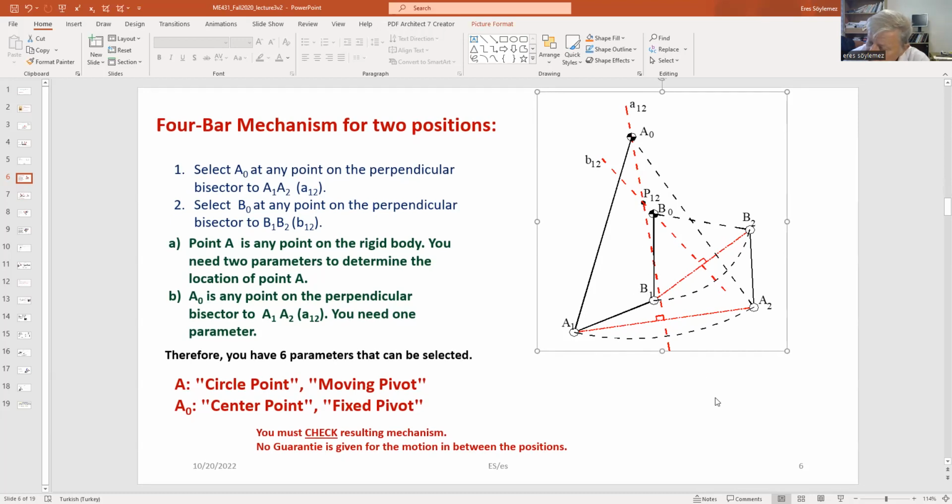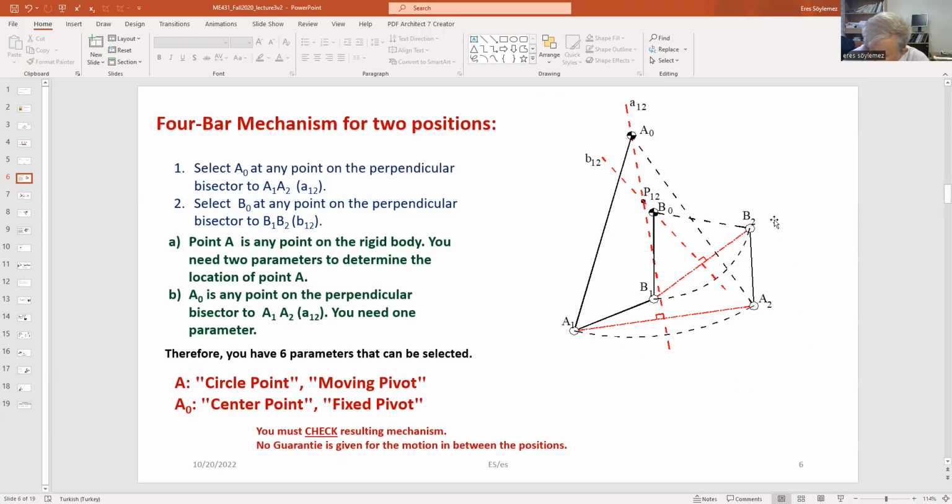For the 4-bar, to move a rigid body from the first position to the second, using a 4-bar mechanism, I have 6 free parameters. Coordinates of A, coordinates of B is 4. The selection of point A0 and B0 on the perpendicular bisector requires another parameter each. So I have 6 free parameters.